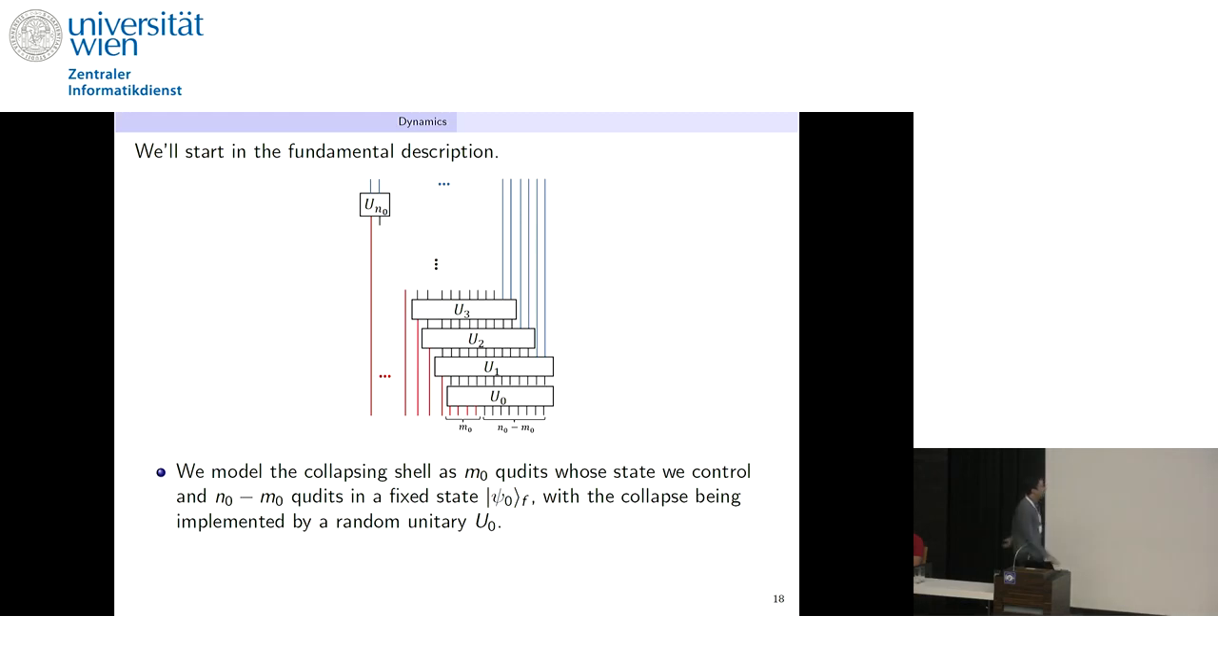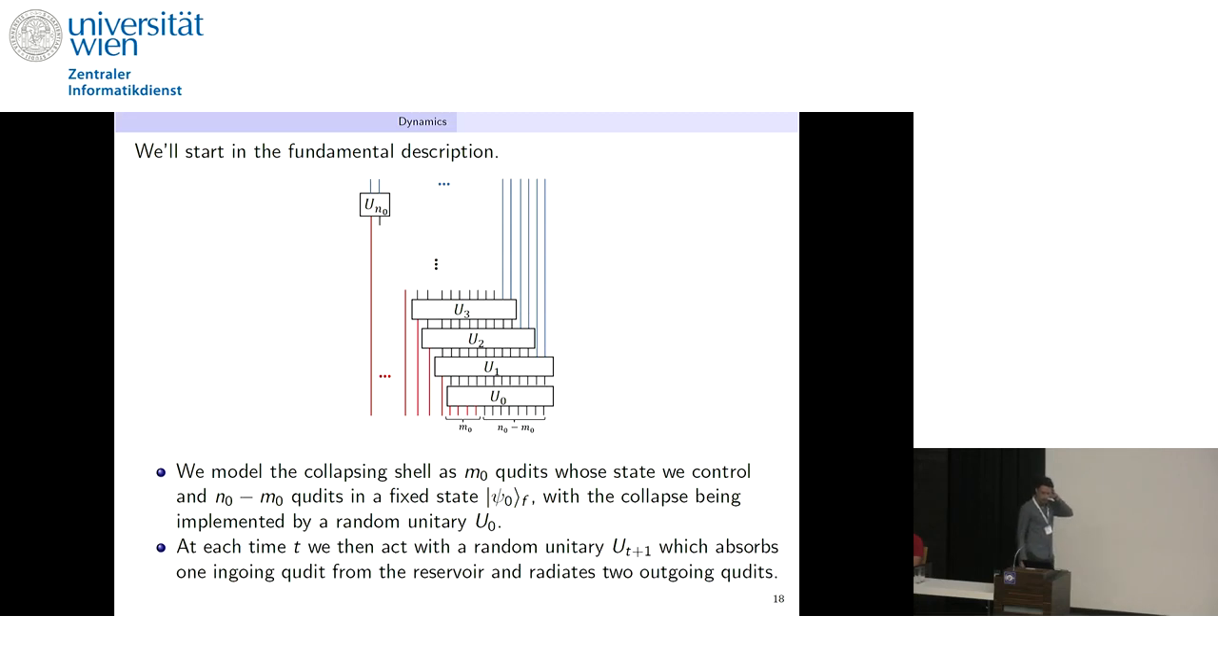We're going to model the collapsing shell as m_0 qubits, here they are, these little red ones, whose state we can control, plus n_0 minus m_0 qubits over here, which are in some fixed state. That's just so that we restrict to states, say, that are formed by a fast collapse or something, so we don't immediately have to think about generic states. We don't want to control all the inputs at once. And then the collapse is implemented by this random unitary u_0 here that just kind of eats up everything we threw in and spits out some microstate of the black hole here.